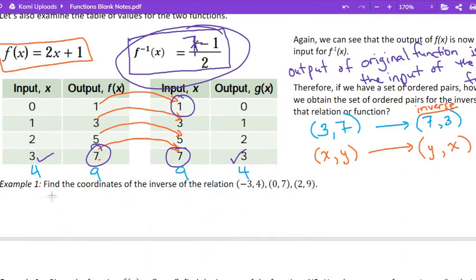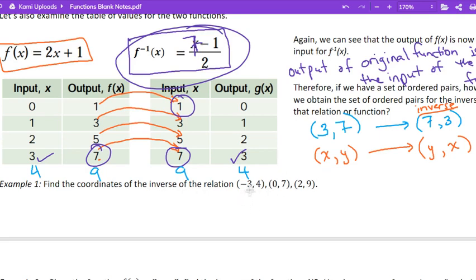Okay, and let's try an example. Find the coordinates of the inverse of this relation. A relation or a function, doesn't matter. Actually, in this case, this is a function. A relation is just a collection of points. Right here we have 3 points. Is it a discrete function or a continuous function? It's discrete. Great.